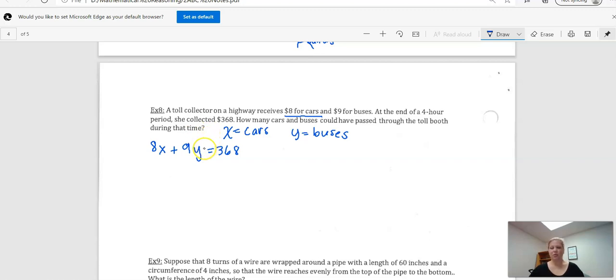Now, one thing I could do is just guess and check. I could plug things in for X and plug things in for Y, and I can solve it that way, okay? Another thing that I can do is use some algebra. Either way works just fine. So I'm going to show you how to do the algebra method. I can subtract 8x from both sides. My goal here is to get y by itself.